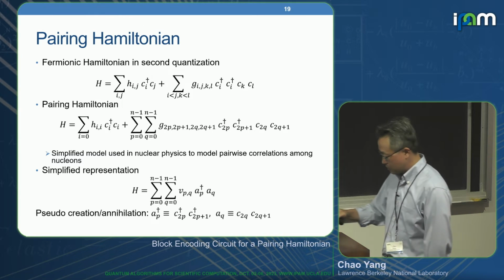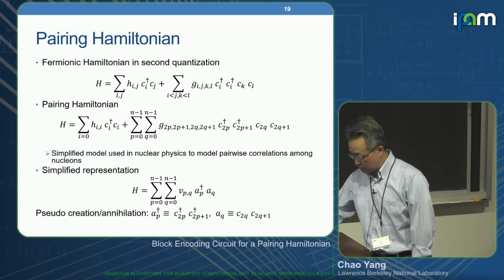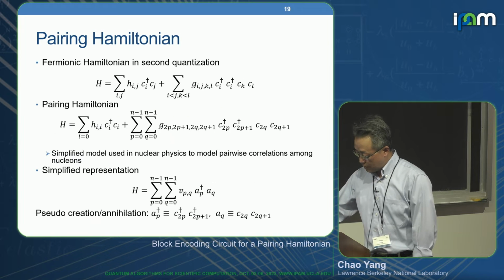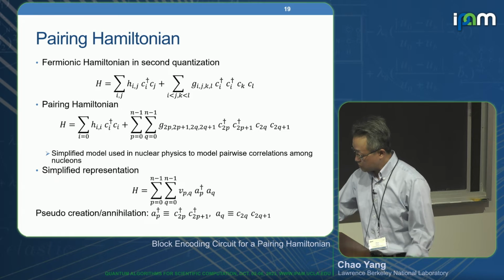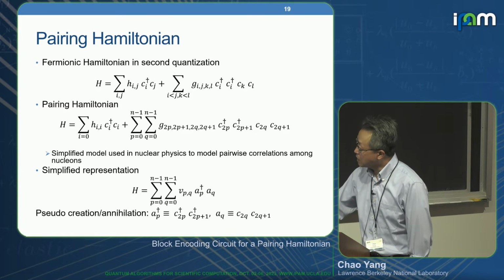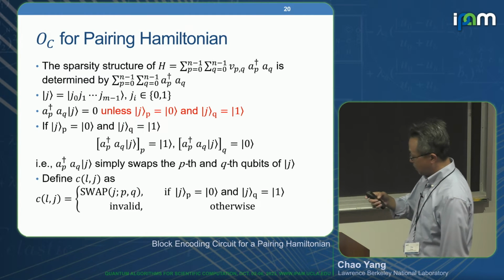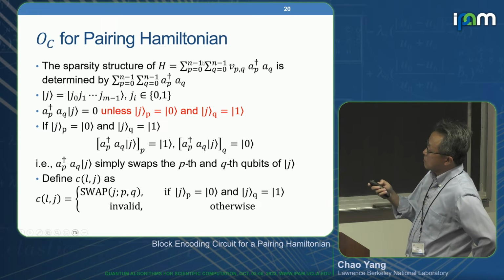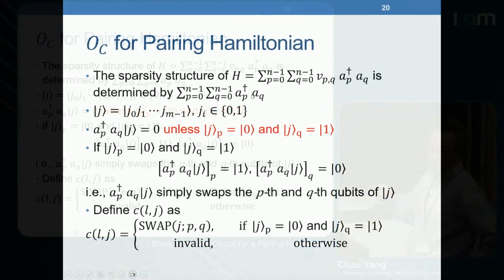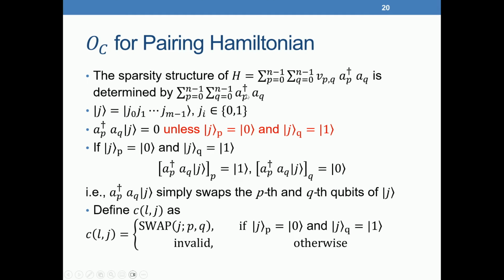And similarly, AQ is the pseudo annihilation operator. Okay. And I'm also just going to look at the 2-body terms, which is a pseudo one-body term in this pairing Hamiltonian. So the sparsity structure of the Hamiltonian just depends on the creation annihilation operators. The coefficients give you the numerical value.